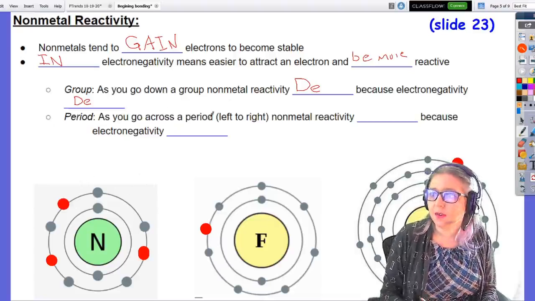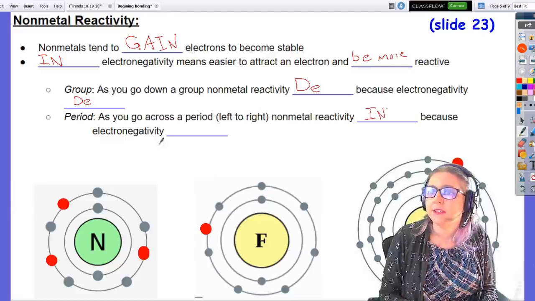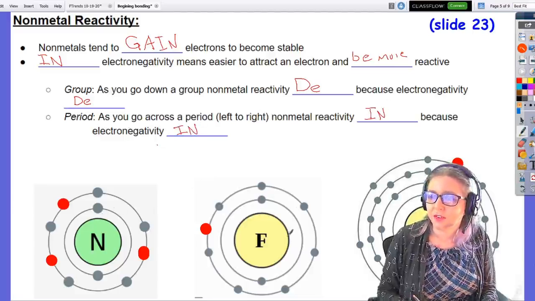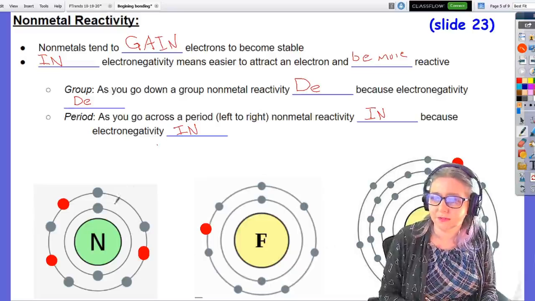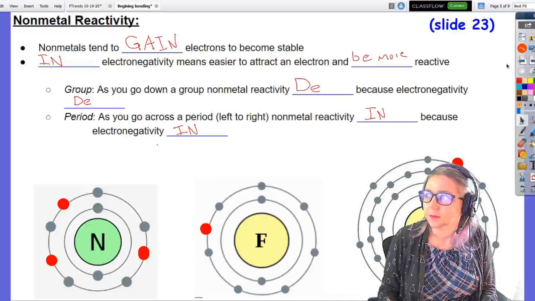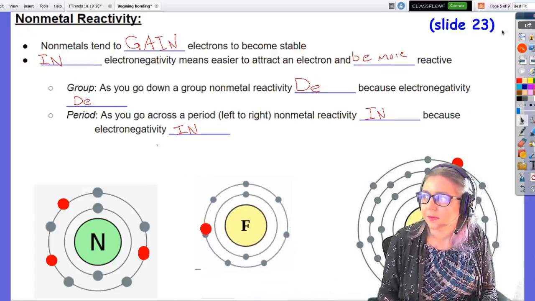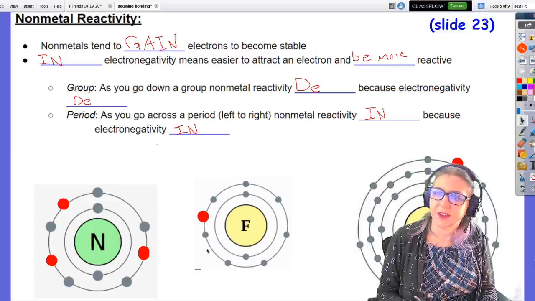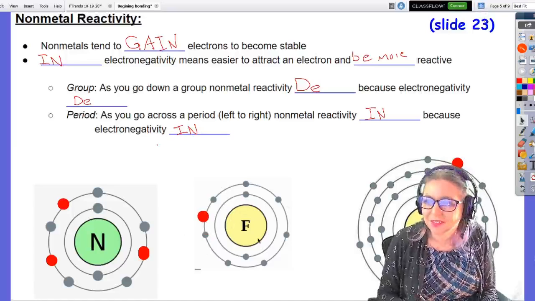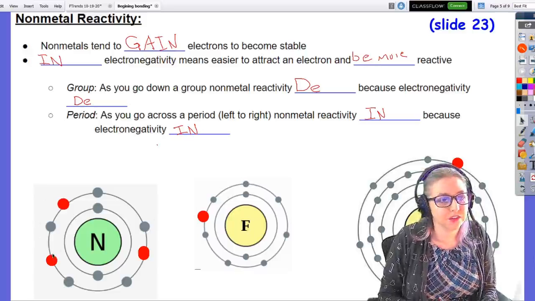And then as I go across a period, my nonmetal reactivity increases because the electronegativity increases. So as I go from nitrogen to fluorine, my fluorine is more reactive than my nitrogen, partially because I have such a stronger pull. Actually, I should have made my fluorine a little bit smaller than the nitrogen. Whoops. There we go. So see, my fluorine is smaller than my nitrogen. So that effective nuclear charge pulls it in stronger than these electrons are for nitrogen.